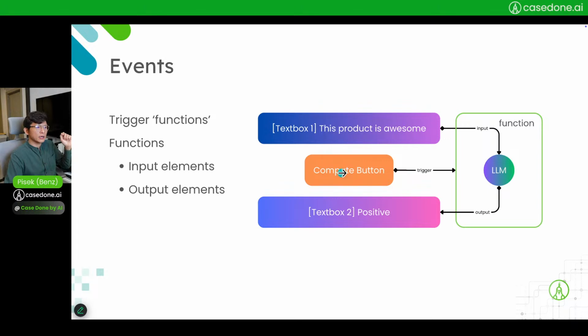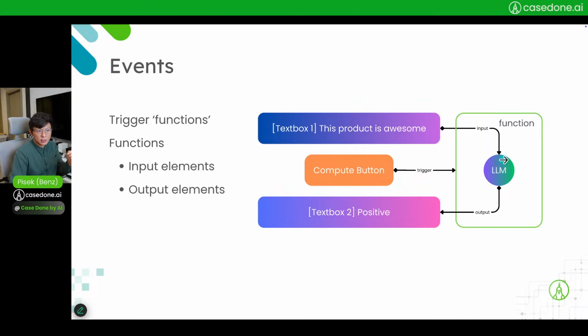The event that I want to monitor is the button click. When the button is clicked, it will trigger this function, so I need to define this function. This function will take in text box 1 as an input. When text box 1 is acting as an input, it will give a string to the function.